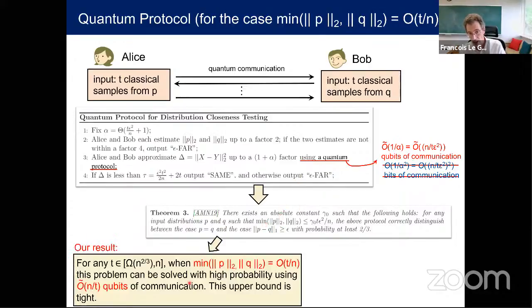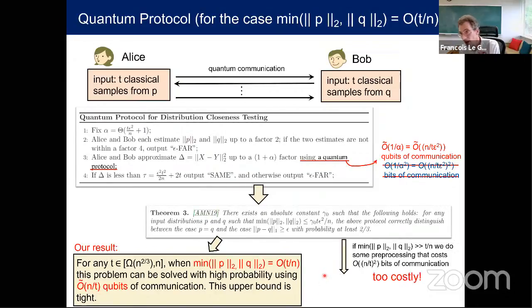What we get is an algorithm that solves the problem when the norm of P and Q is small enough, with complexity n over t instead of n squared over t squared. But currently we cannot obtain a general result for any P and Q, because the pre-processing step used in the classical case costs a lot of communication, n over epsilon squared bits of communication, and we don't know how to speed up this part using quantum communication. So we cannot remove the assumption that the norm of P and Q is small.